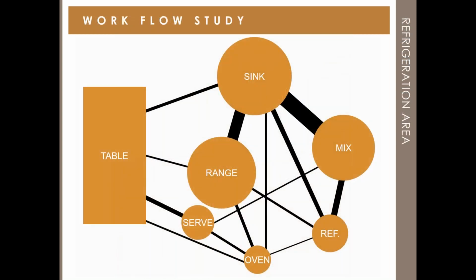So here's a study that is done. Let's say somebody's cooking Thanksgiving. The three major parts of a kitchen are the sink, the cooking, and the refrigeration. The thicker the line, the more times a person cooking that meal moved between those areas. So naturally, your big areas are going to be the sink to the mixing area, the sink to the cooking area.